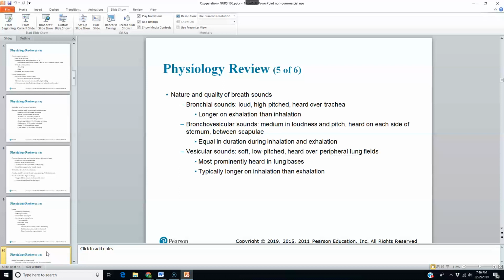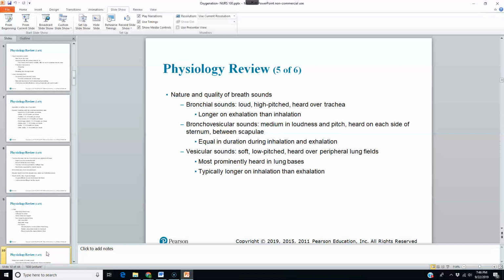And then the last type of normal breath sounds are what we call vesicular, and those are soft, low-pitched breath sounds that are heard over the peripheral lung views, kind of on the bottom. And those are most prominently heard in the lung bases, okay? And typically it's longer on inhalation than exhalation, pretty much the opposite of our bronchial sounds, okay?